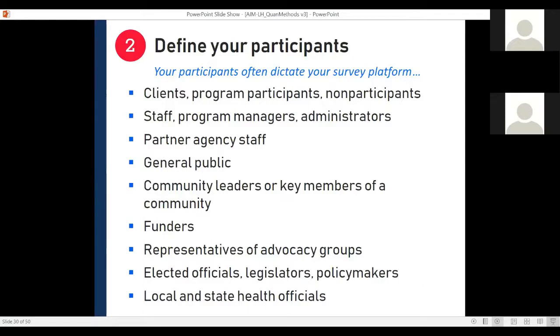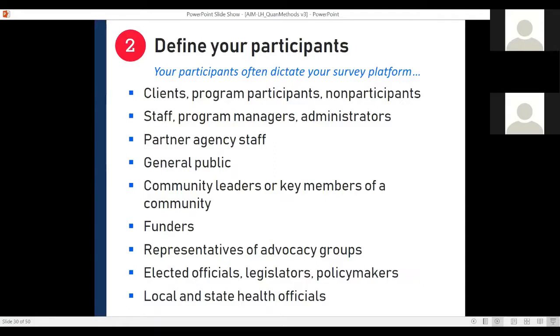Some other things to consider are the knowledge of your participants of the topic that you're going to ask them about, their preferred language, their accessibility to a computer or a phone, and your accessibility to their contact information. Do you have their email address, their phone number? Do you know who it is?